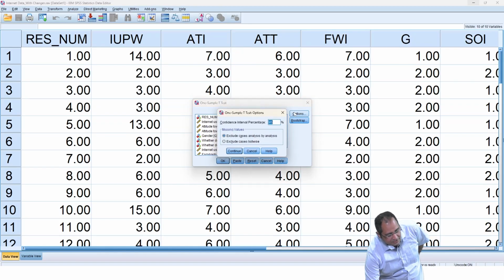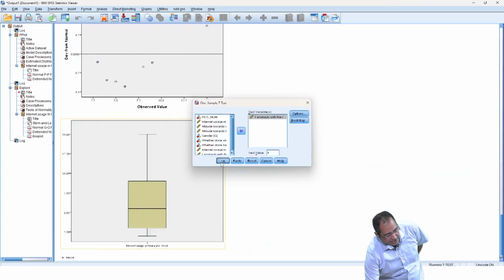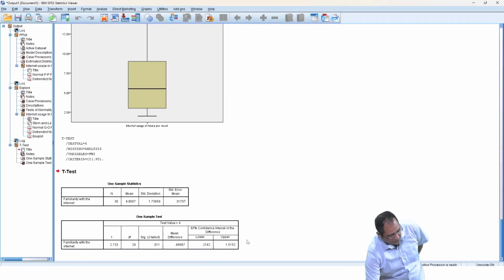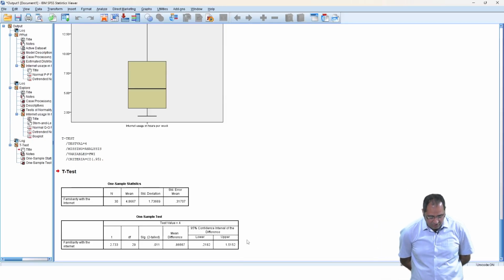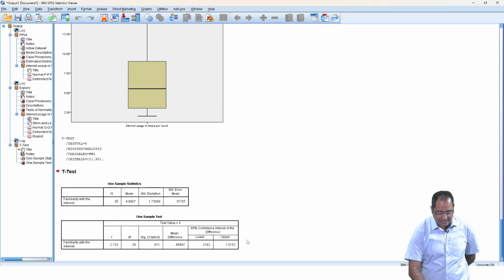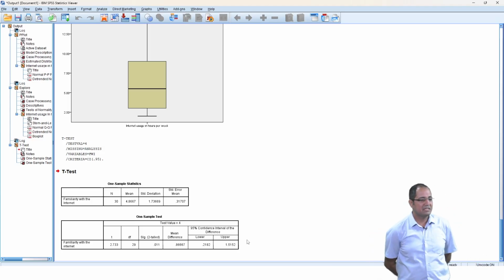Click Options, don't do anything with it. Confidence level is 95% and you click OK, you will get this result. One-sample t-test. What is the significance, two-tailed, that you are getting? Are you able to do that or shall I do it again?